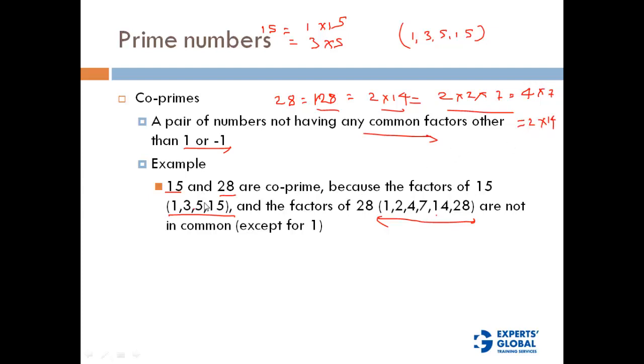Now we'll see how many factors are common. So 1 is common. In fact, 1 will always be common, right? 3 we don't have here, 5 we don't have here, 15 we don't have here. So only 1 is common. So these two numbers, 15 and 28, are co-primes. They are not prime numbers, but they are co-primes. Co-primes means they are prime with respect to one another, relative primes, right? So they are co-primes, a pair of numbers not having any common factor other than 1 or minus 1.